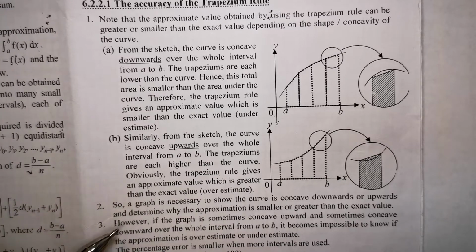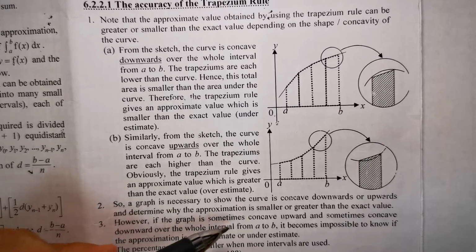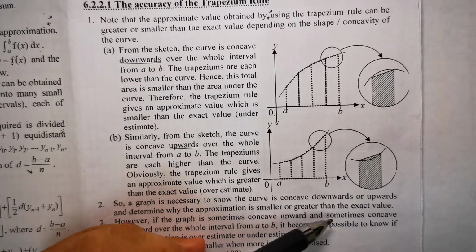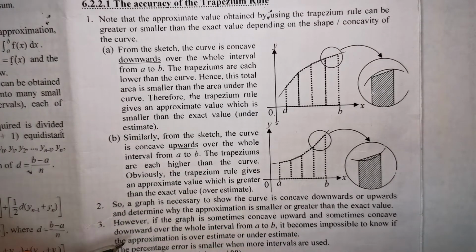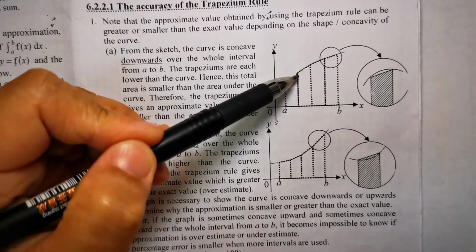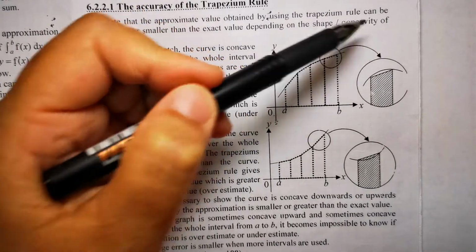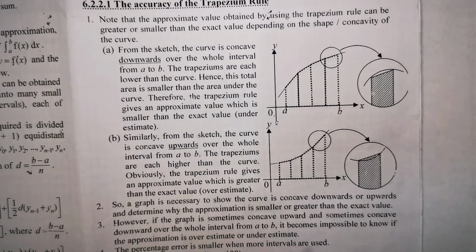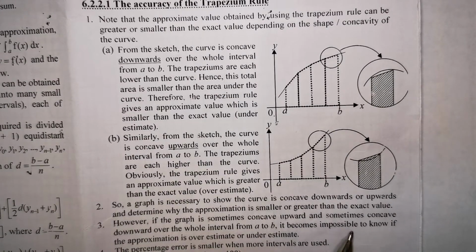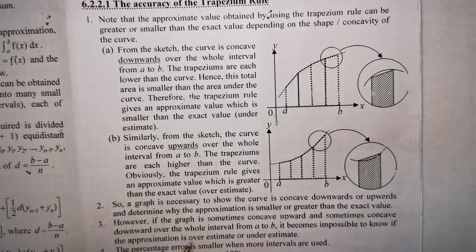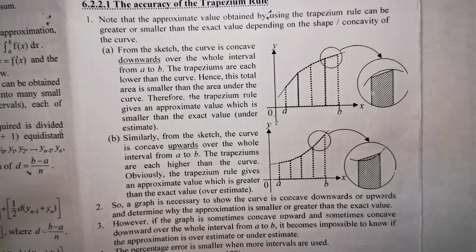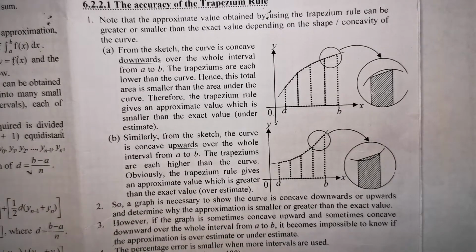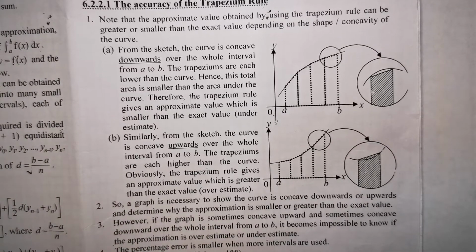However, if the graph is sometimes concave upwards and sometimes concave downwards, or let's say this part downwards, then another part upwards, if this happens, then it becomes impossible to know if the approximation is overestimate or underestimate. Then we cannot make a decision whether it's overestimate or underestimate.